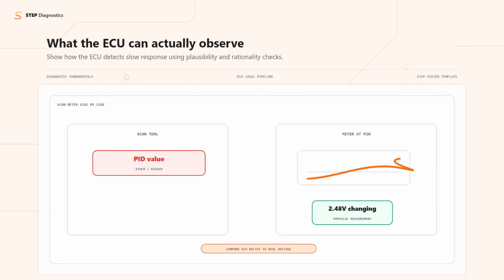The ECU checks not only if the sensor is in range, but also if the signal changes at the expected rate when a related system changes. For example, it may compare multiple sensor PIDs, like two temperature sensors, to decide if one is responding too slowly. This plausibility check helps spot slow sensors missed by basic range codes.